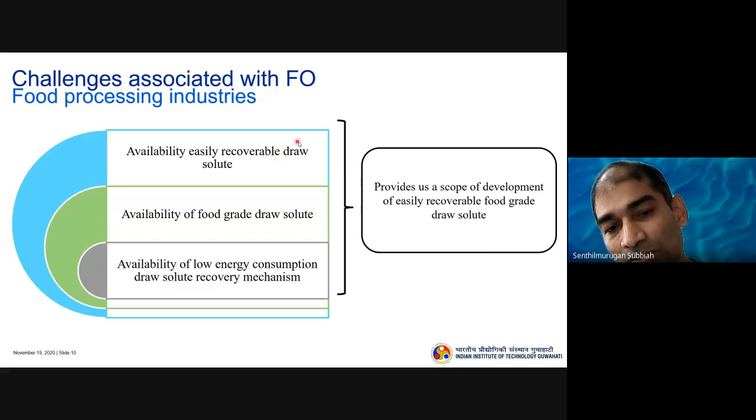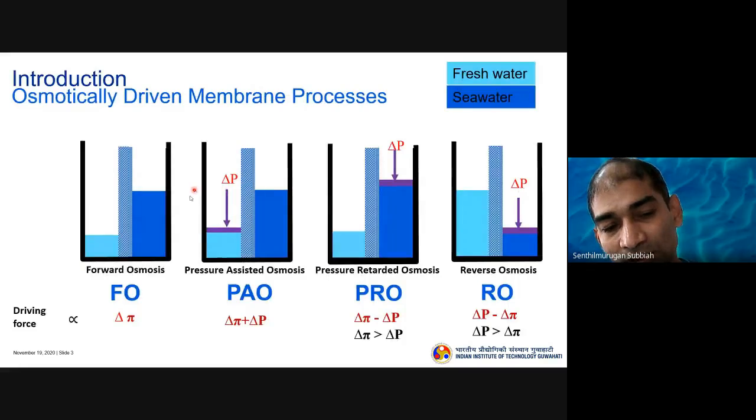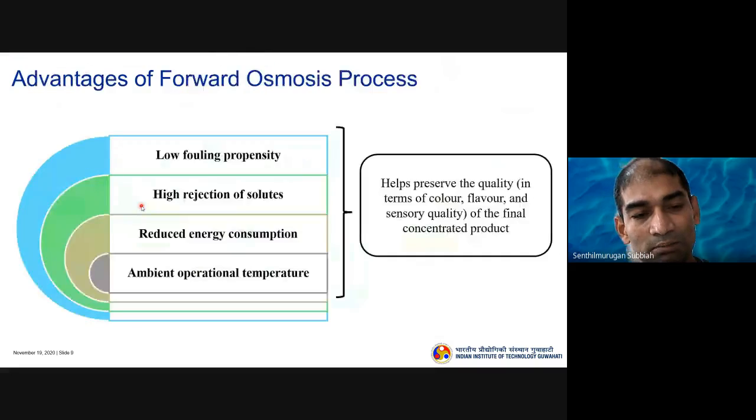So the challenges, as I was telling earlier, the availability of an easily recoverable draw solute. I'll be teaching you what a draw solute is in a couple of later slides. The draw solute is a solute which we use as a concentrated solution. In my previous picture, I was explaining here in this picture, the concentrated solution is basically the draw solute, and this we call the feed solution. So the availability of this draw solute, and then its recovery, is going to be one of the critical and important processes.